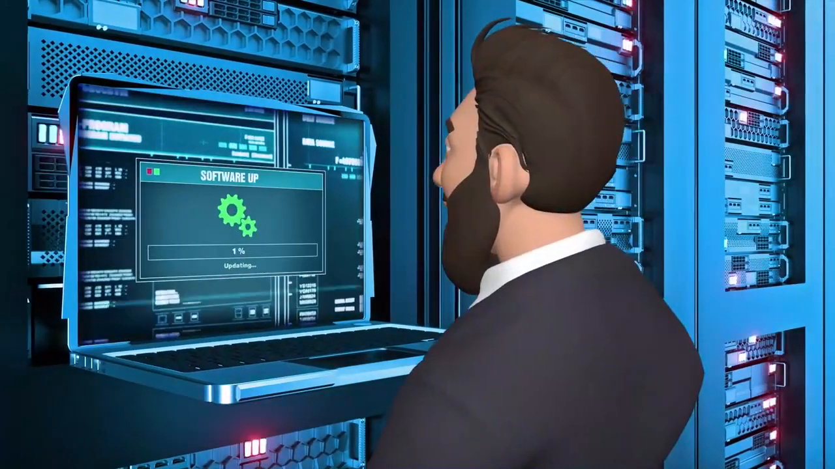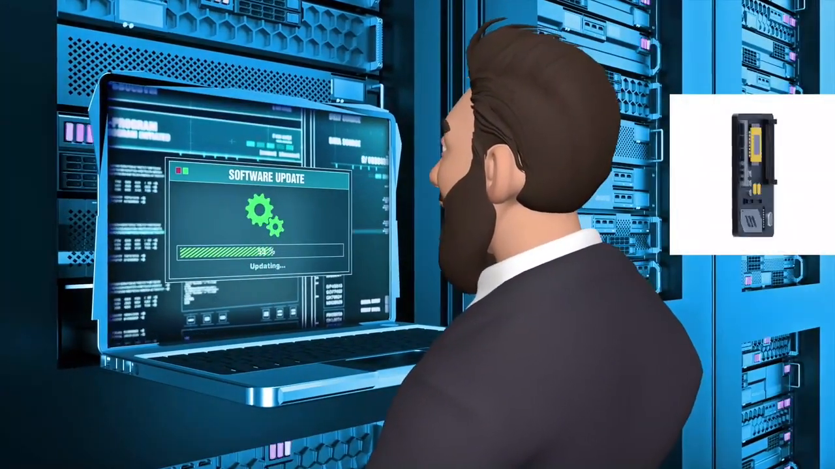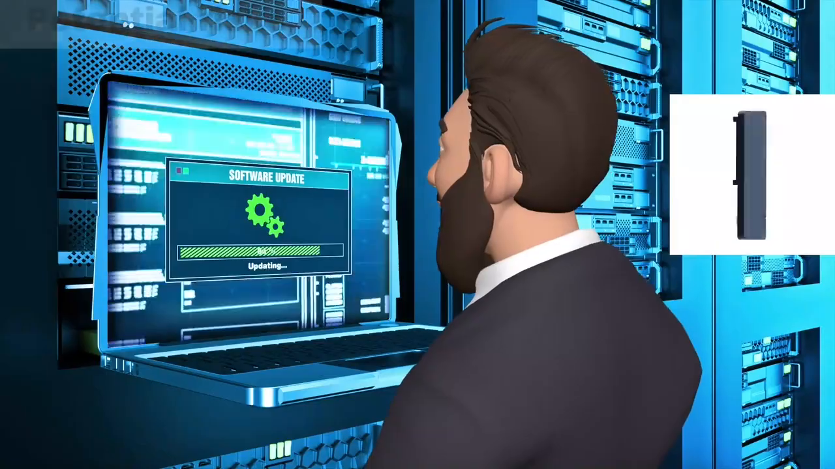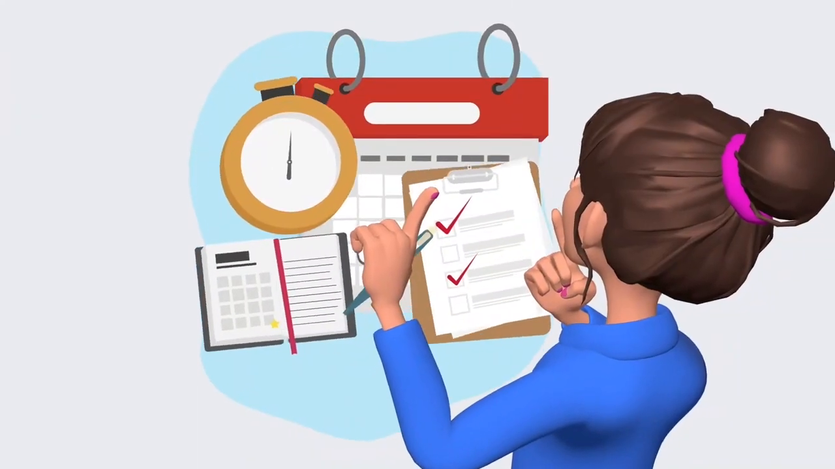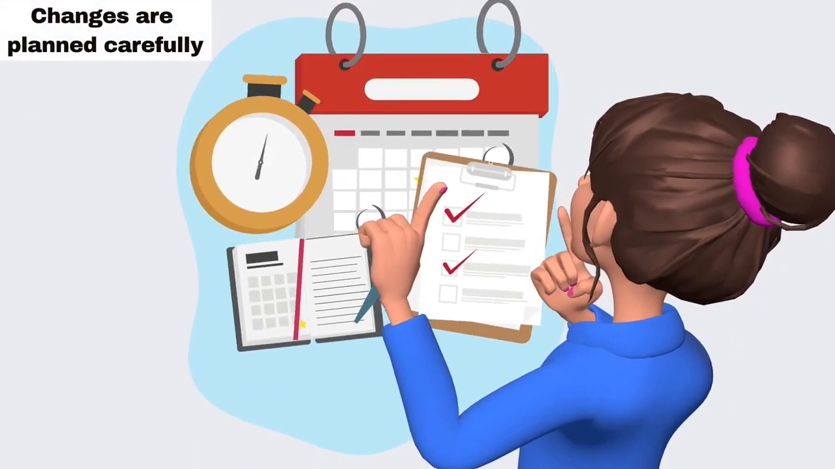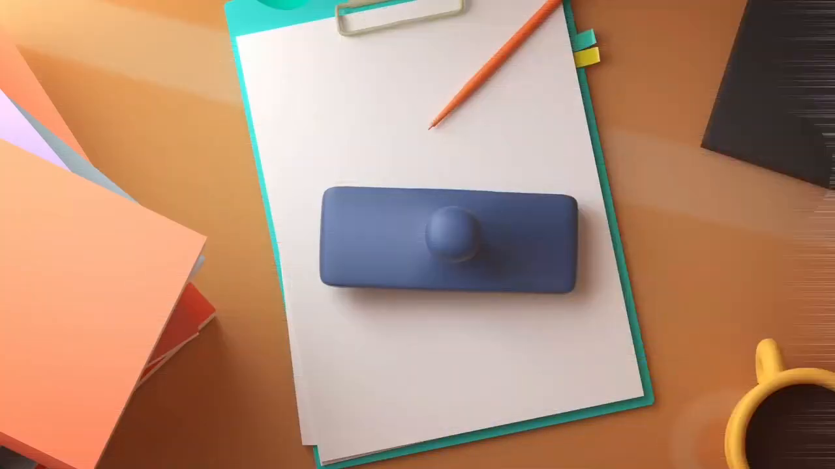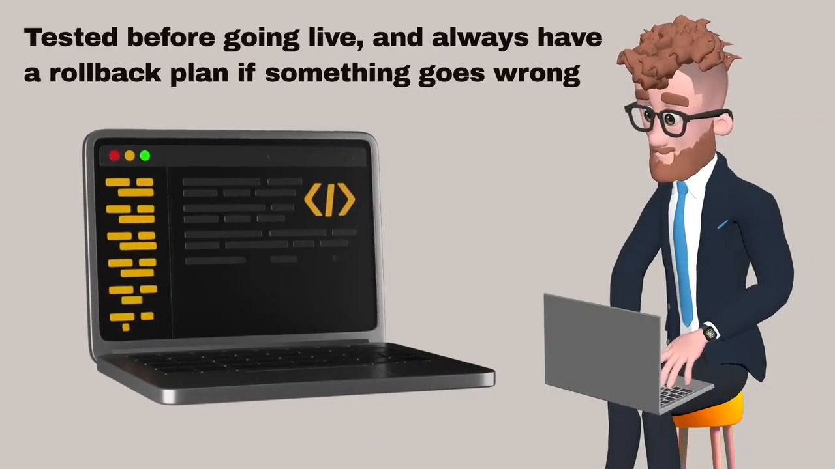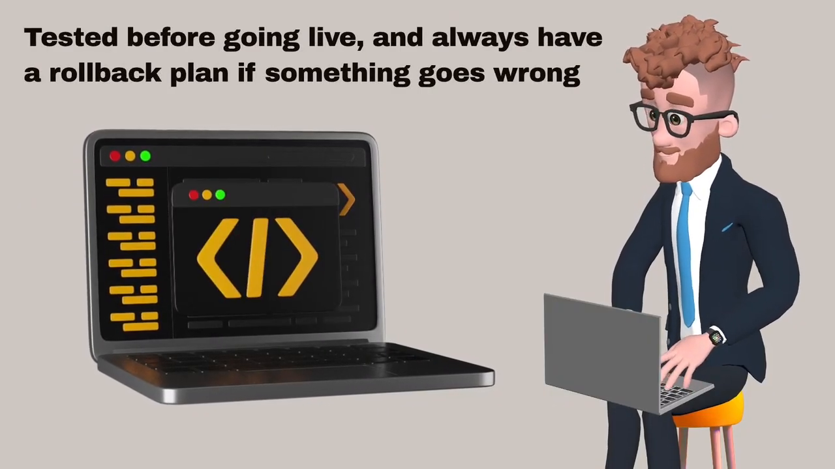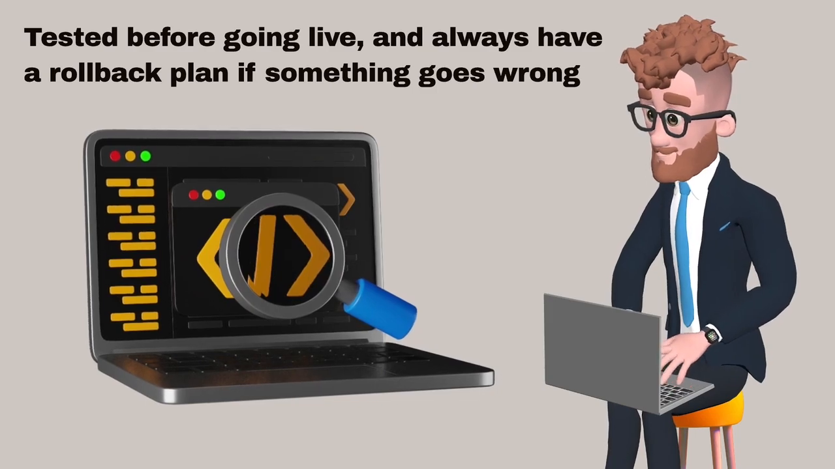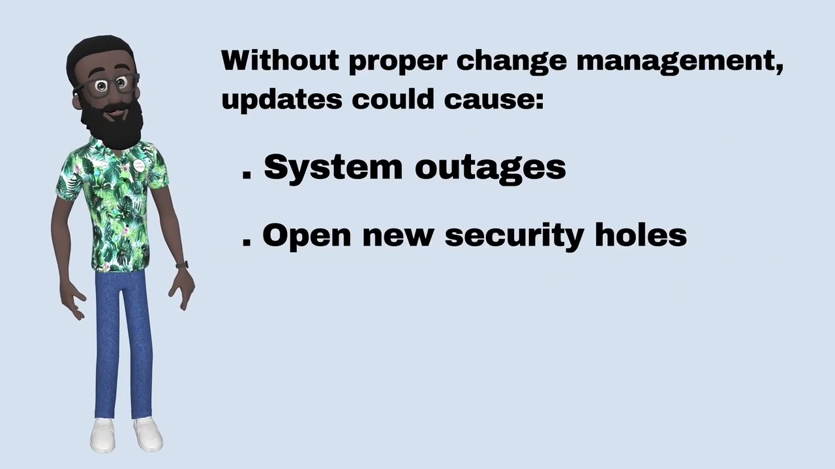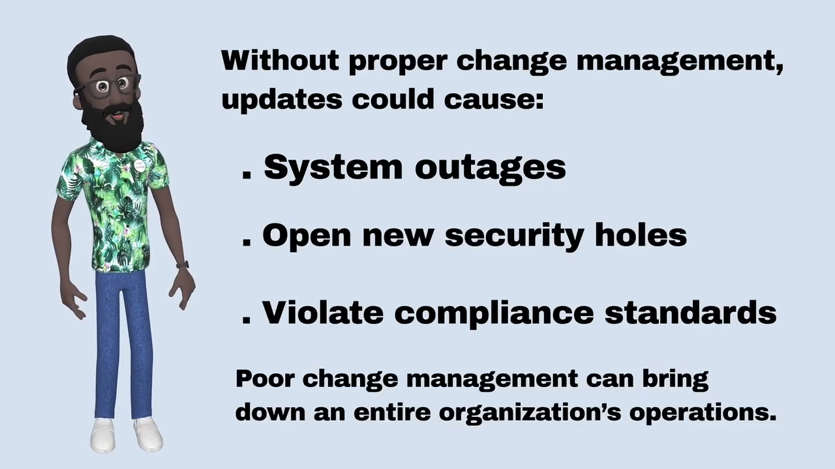Whenever you update software, replace hardware, or tweak configurations, you introduce potential risk. Change management ensures that changes are planned carefully, assessed for impact, approved by the right people, tested before going live, and always have a rollback plan if something goes wrong. Without proper change management, updates could cause system outages, open new security holes, or violate compliance standards. In short, poor change management can bring down an entire organization's operation.